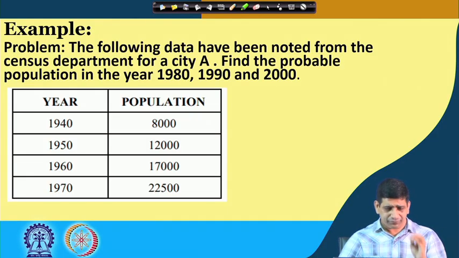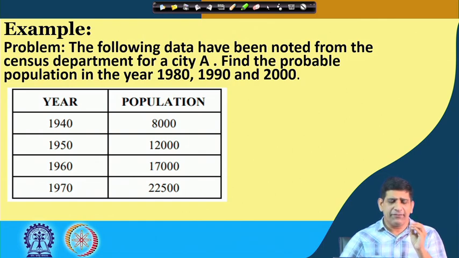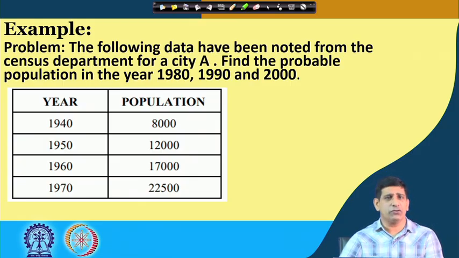So let's start with one example here. Say you have some data from the census department for a city A, I'm not giving a name, just any city. In fact we should not call it a city, we should call it a town, or a very, very small city. Now it says find the probable population in the years 1980, 1990 and 2000. We have been given some data, and as you know, in India we have a census every 10 years. The last census was 2011. The next will be 2021.